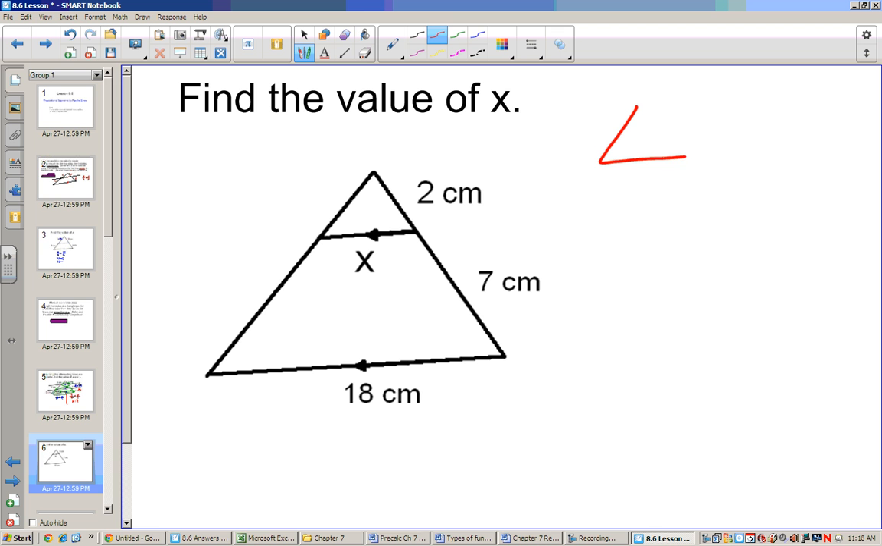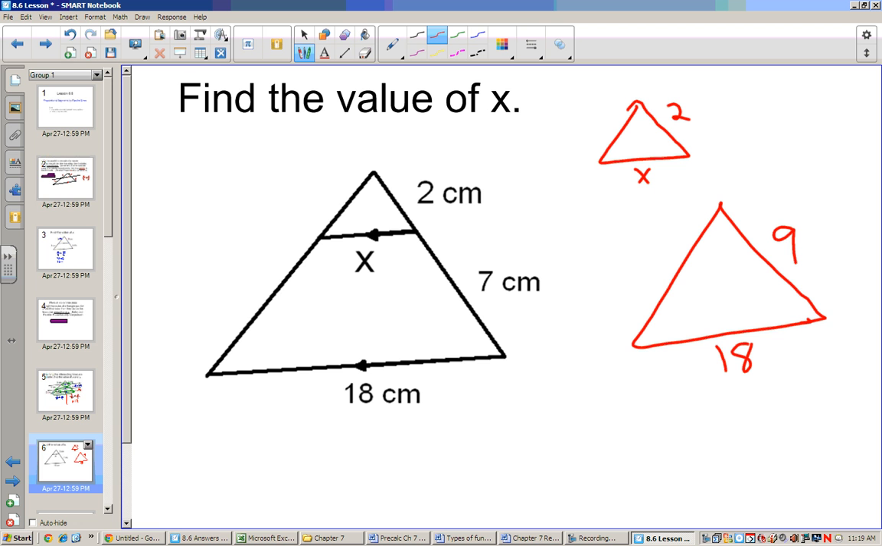What we need to do is go back to the drawing board, literally, and draw triangles. We have this small triangle up here where we have 2 and x. Now if we draw this big triangle, this bottom is 18, and this side is 7 plus 2, which is 9. So now we can set up our proportion. 2 over 9 is going to equal x over 18. Now we cross multiply and divide. 36 divided by 9, x will be 4.